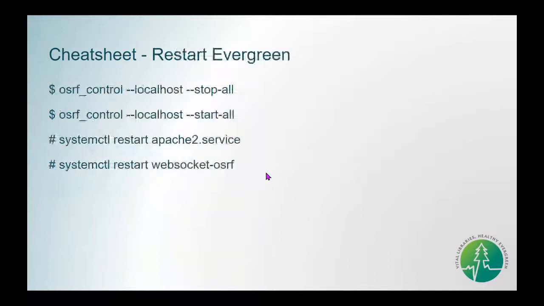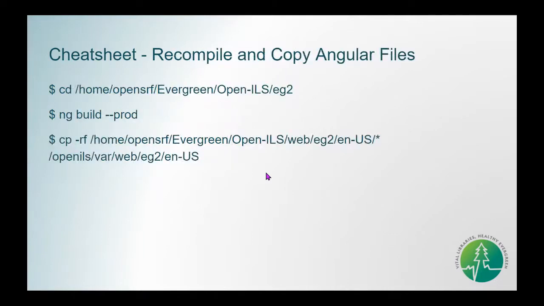I have a cheat sheet for restarting Evergreen. Sometimes when you pull down a patch, depending on how involved the patch is, if it touches a Perl module, you may have to pull down your patch, get it on your system using Git, put it into place in one way or another, and then restart Evergreen so that your running Evergreen will see the changes in that Perl module. What else do I have?